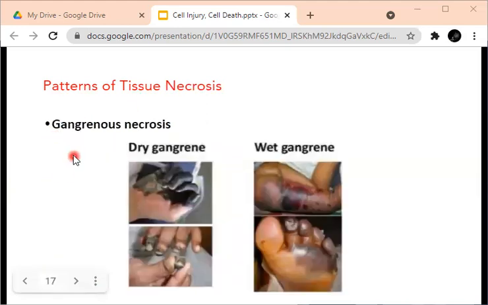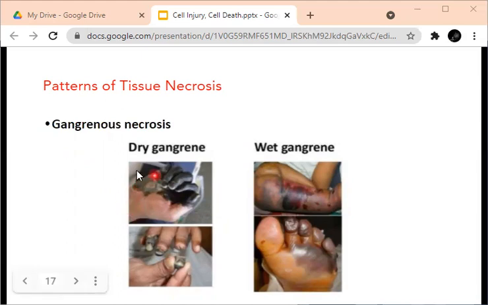Alright. Next is your gangrenous necrosis. This is not a specific pattern of cell death. Okay. Part pa din siya ng coagulative necrosis or coagulation necrosis. Pero they classified it as a separate entity na lang because it is usually present in the limbs. Generally the lower legs or even the extremities. Predominantly mainly sa leg, sa mga cases natin ng mga deep vein thrombosis for example.